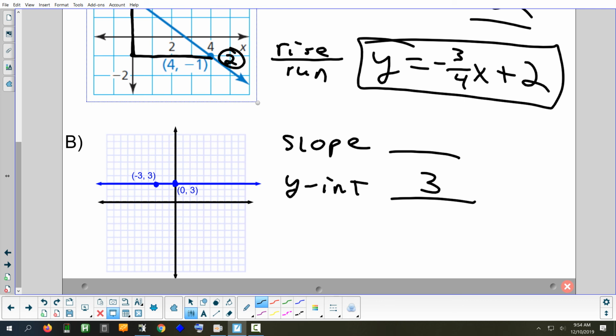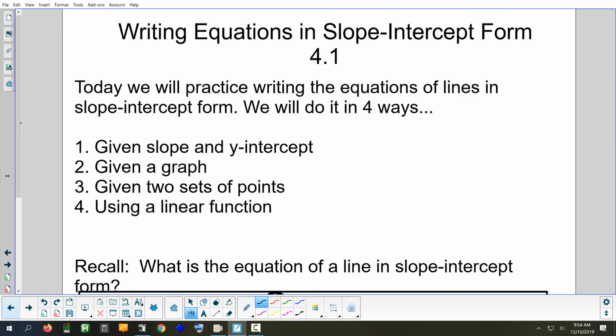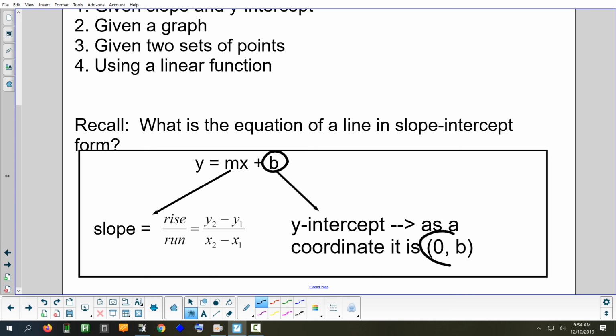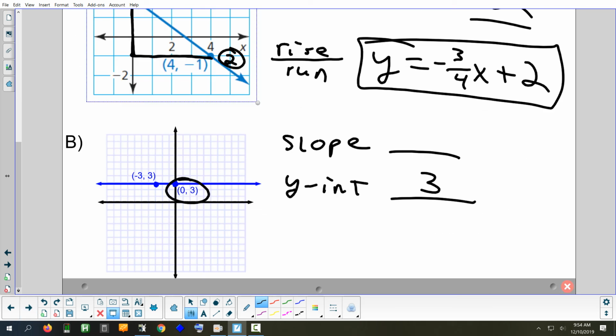So remember, there are two ways you can tell. You have a picture, so you can just look, or remember the y-intercept is always 0, a number. We wrote that down right there. So if you've got a coordinate on your paper and it says 0, and then a number, whatever number is after the comma, after the 0 with the comma, that number is your y-intercept. So let's look at ours. 0, 3. The number after the comma is the y-intercept. All right, so we got that.